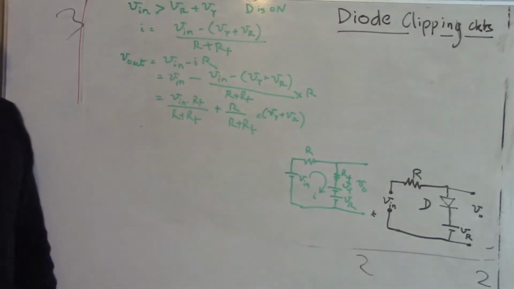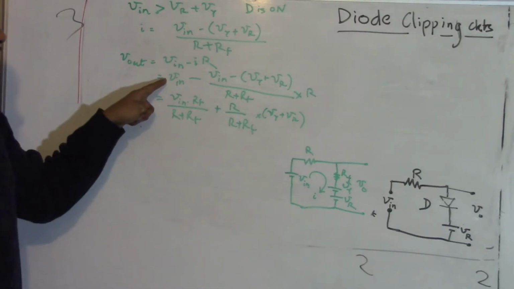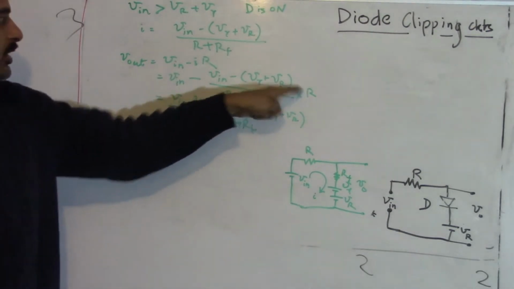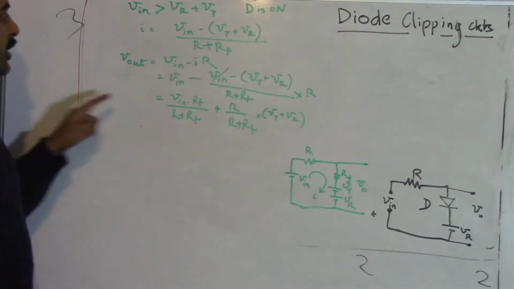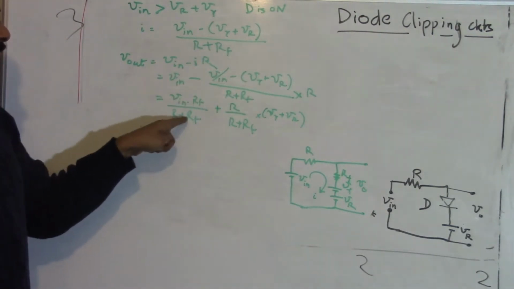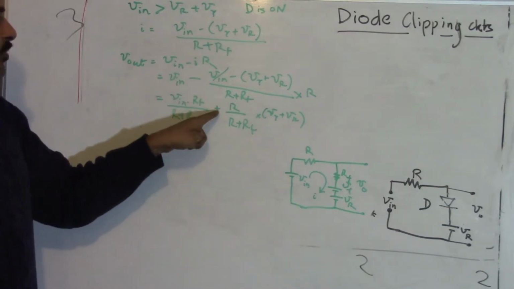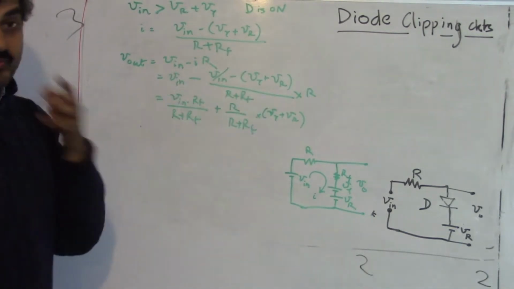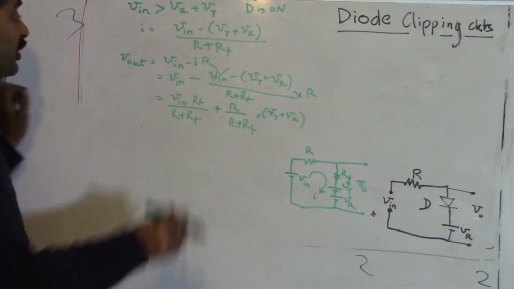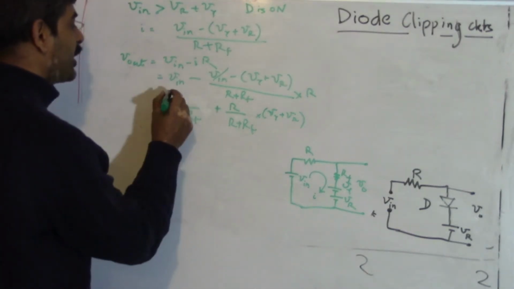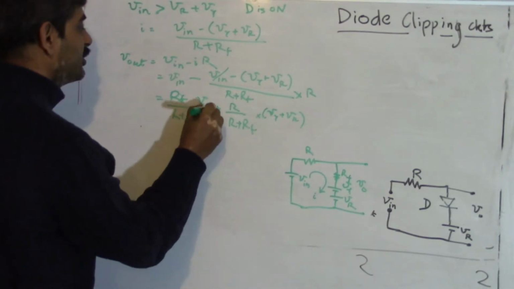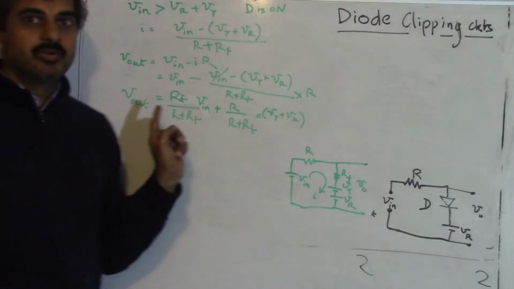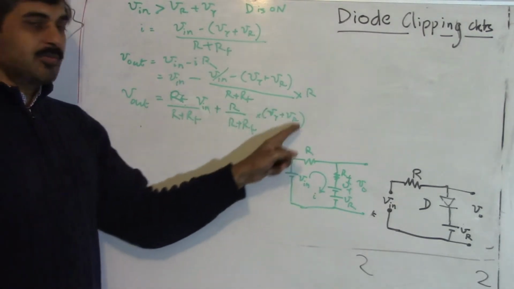You have an opportunity to verify it, but let's do it once more. V in into R, V in into R cancels. And we have V in into RF divided by R plus RF, this term, and then plus R divided by R plus RF, and this is minus, minus, plus V gamma plus VR. So this is the expression, we will reverse this and write it as RF multiplied by V in. What it does is, we write this equation V out in terms of V in and some constant.